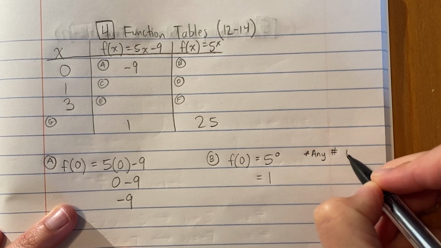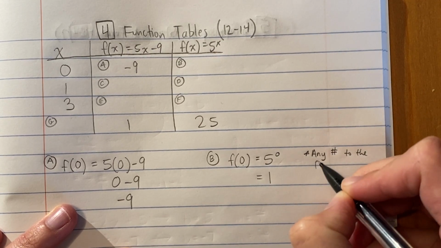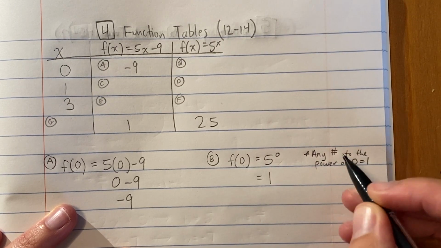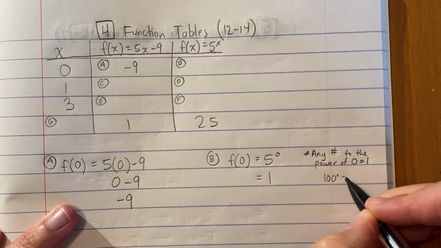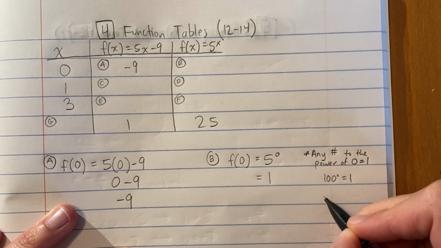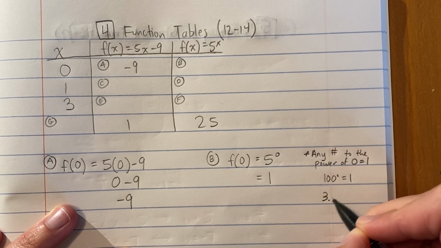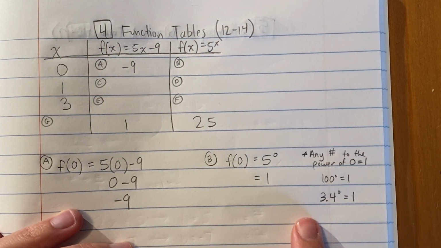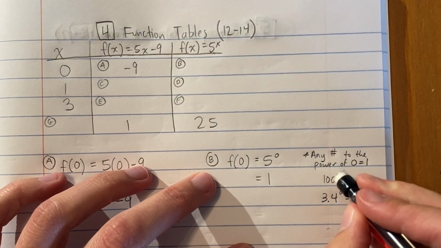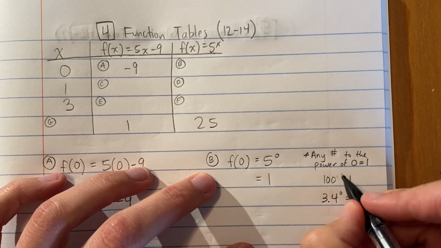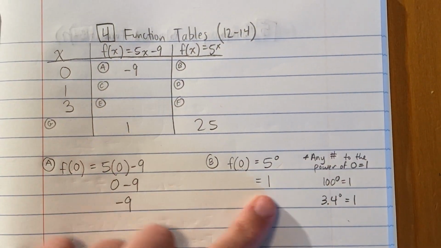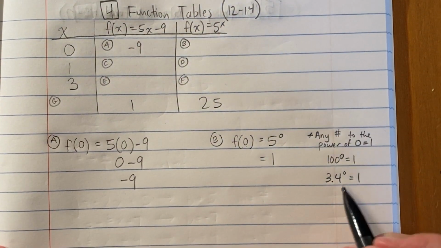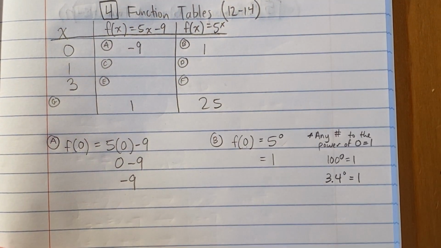Any number to the power of 0 equals 1. Any number. So I could do 100 to the power of 0, it equals 1. I could do 3.4 to the power of 0, it equals 1. It doesn't matter. Any number to the power of 0 equals 1. Ooh, that's ugly. Let's make that a little bigger. So if I have any number to the 0 power, it equals 1. In this case, I would put 1 in this box.